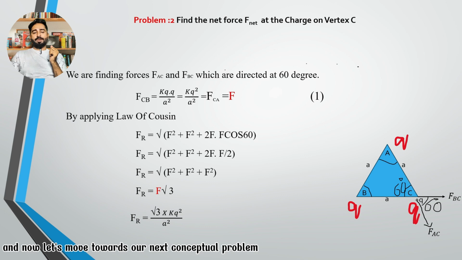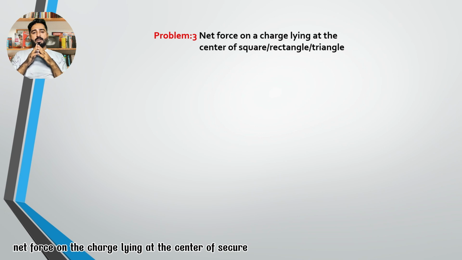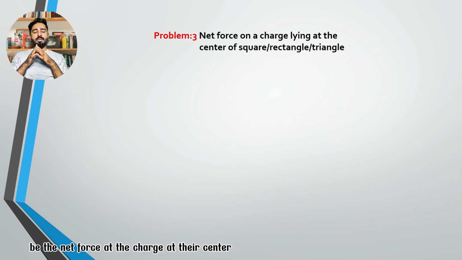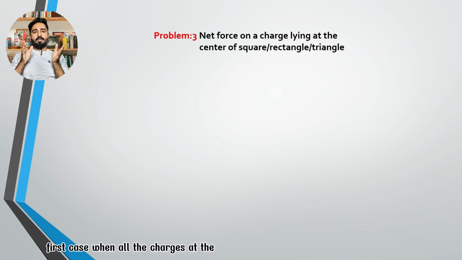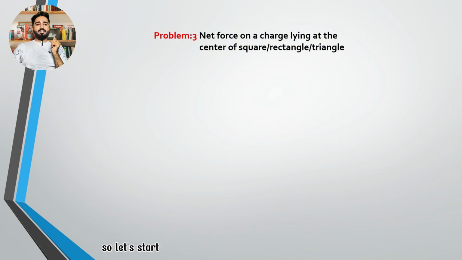And now let's move towards our next conceptual problem. Net force on the charge lying at the center of square, rectangle, and triangle. Here we have to discuss whenever the charges are oriented at the corner of a rectangle, triangle, or square, then what will be the net force on the charge at their center? We have to discuss it in two cases. First case, when all the charges at the corners have the same magnitude and same nature. So let's start.